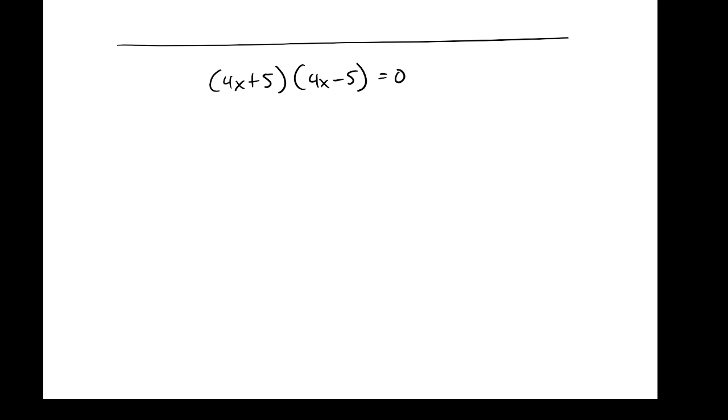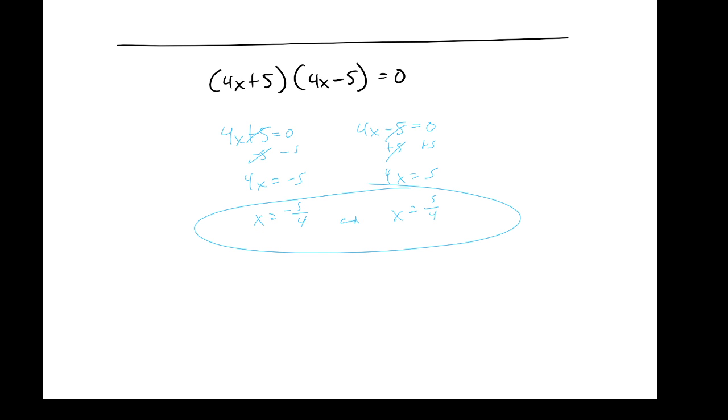I again have two problems here. I have 4x plus 5 equal to 0, and I have 4x minus 5 equal to 0. Minus 5 from both sides, I have 4x equal to negative 5, right? Solve for x. x is going to be equal to negative 5 over 4. Add 5 to both sides. I have 4x equal to 5, so x is going to be equal to 5 over 4. These are my two roots, right? Nothing repeated, just my two roots.